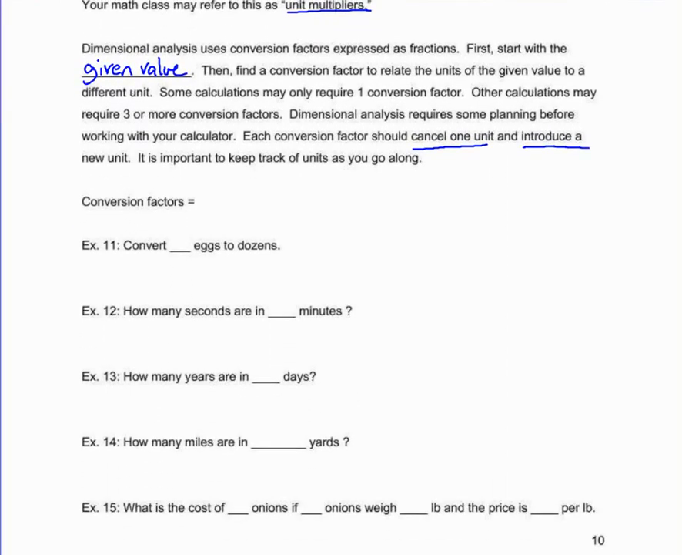A conversion factor on the simplest level is what you want over what you have. Now there are more complicated situations where you start with units that are on the top and the bottom. But as a general starting point, what you start with, what you have, goes on the bottom, and the unit that you want is going to go on top.